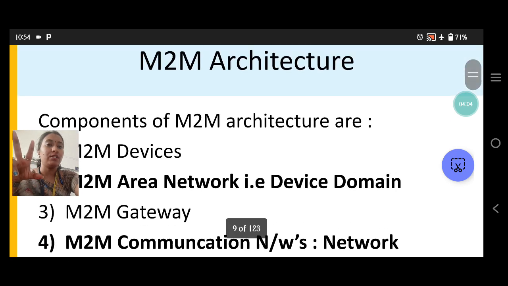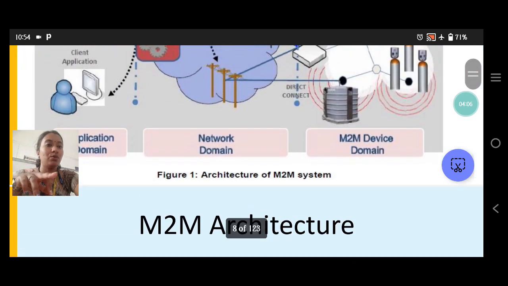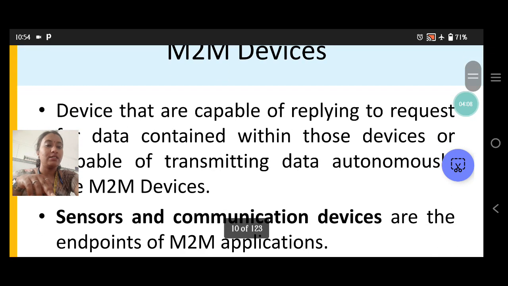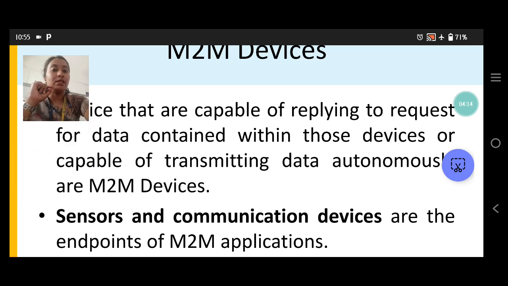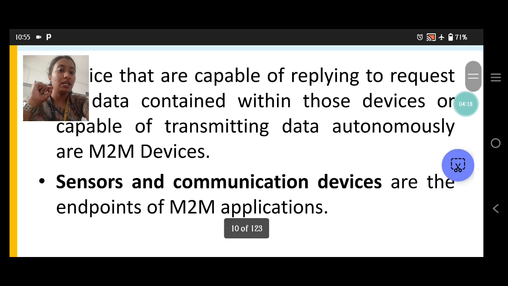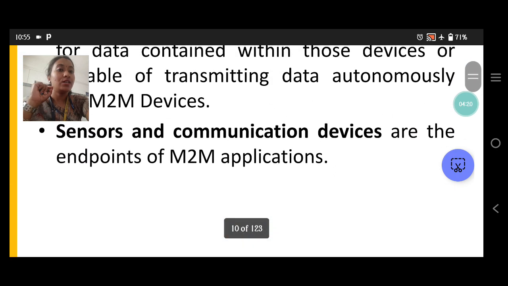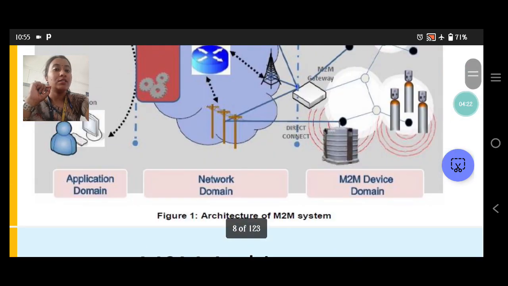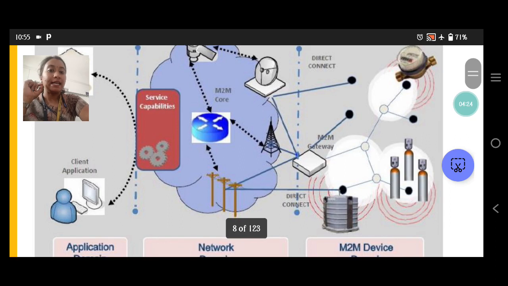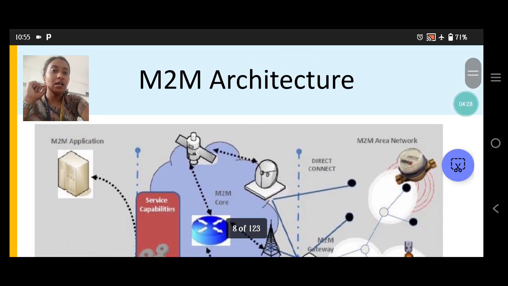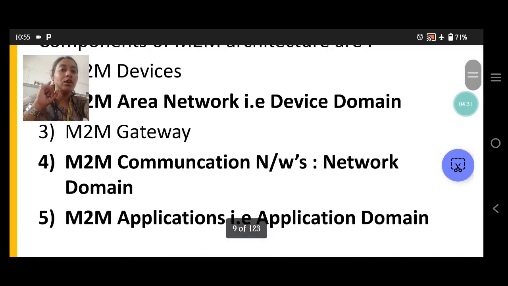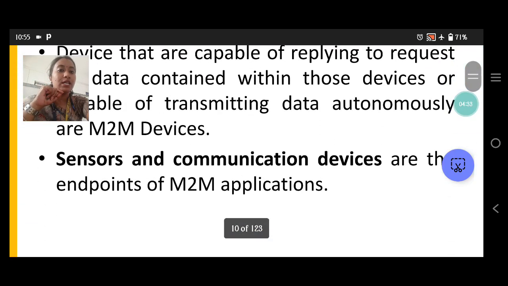In the architecture, as we have seen, there are M2M devices, the M2M area network, the device domain with the gateway, and the network domain. The three parts are the application, the network, and the M2M devices. M2M devices are capable of replying to and requesting content, and of transmitting data autonomously. Sensors are also there, end to end. In the picture you can see the application client and the M2M application, so a machine-to-machine transfer must be there in both.